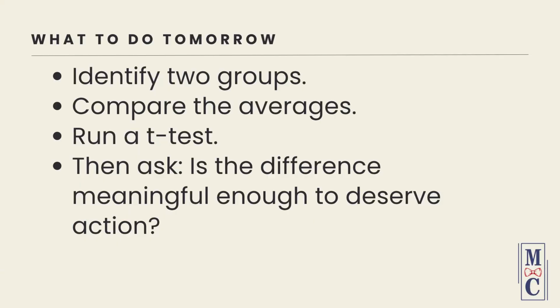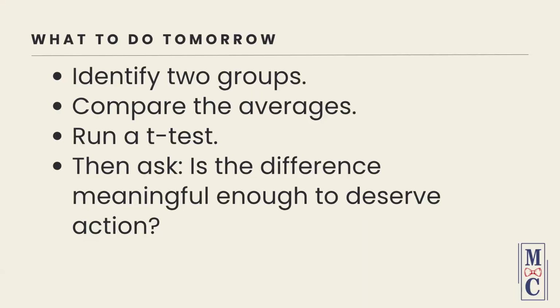So now it's your turn. You have to put this into practice. Tomorrow, identify two groups in your own school data. Maybe those are intervention versus non intervention students, students with high attendance versus those with low attendance, students before and after some support strategy. Compare the averages of a related outcome by running a simple t-test like we did today. Then ask yourself, is the difference meaningful enough to deserve action or deeper investigation?